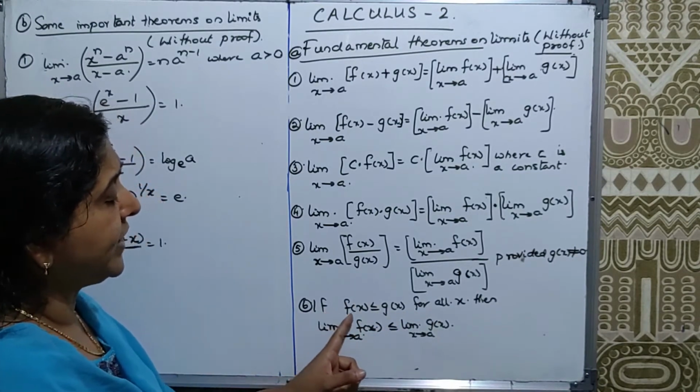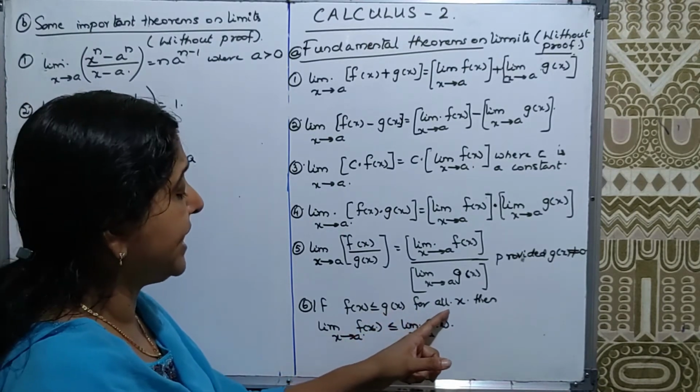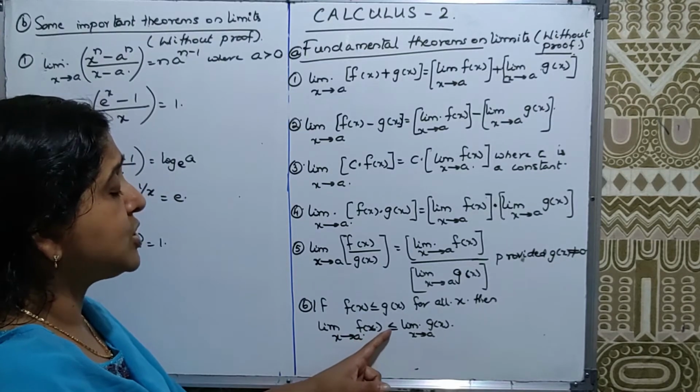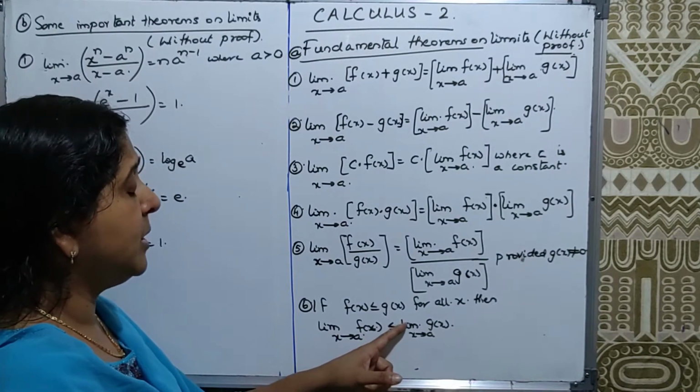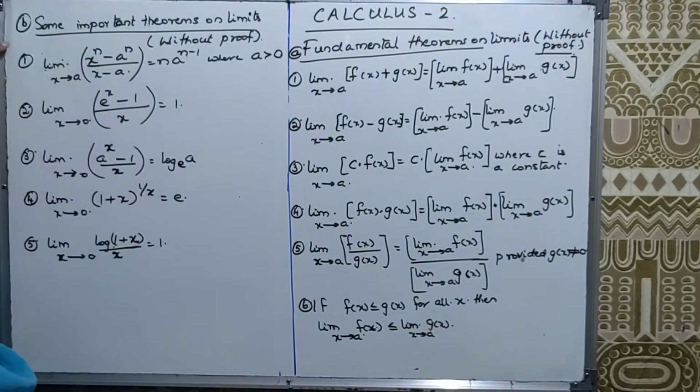Now here, if f of x is less than or equal to g of x for all x, then limit x tends to a, f of x also will be less than or equal to limit x tends to a, g of x. Now some important theorems on limits.